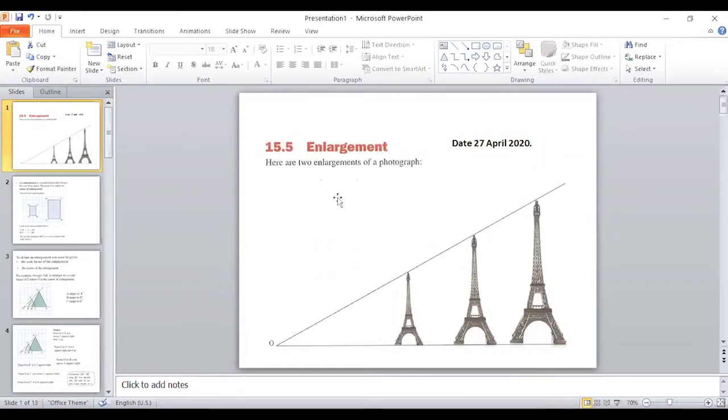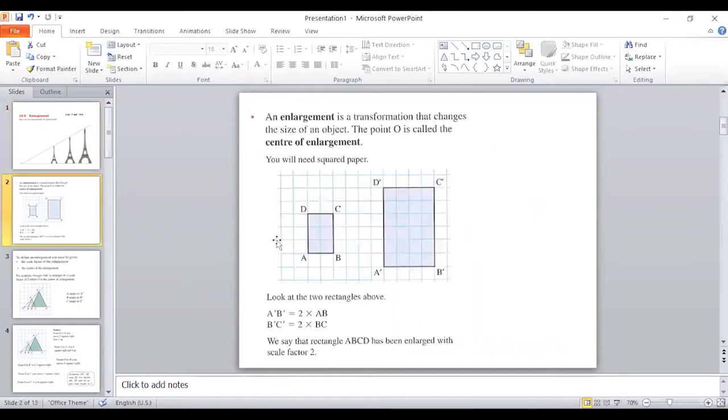The new topic is enlargement. Here are two enlargements of a photograph. O is the center of the enlargement. An enlargement is a transformation that changes the size of an object.